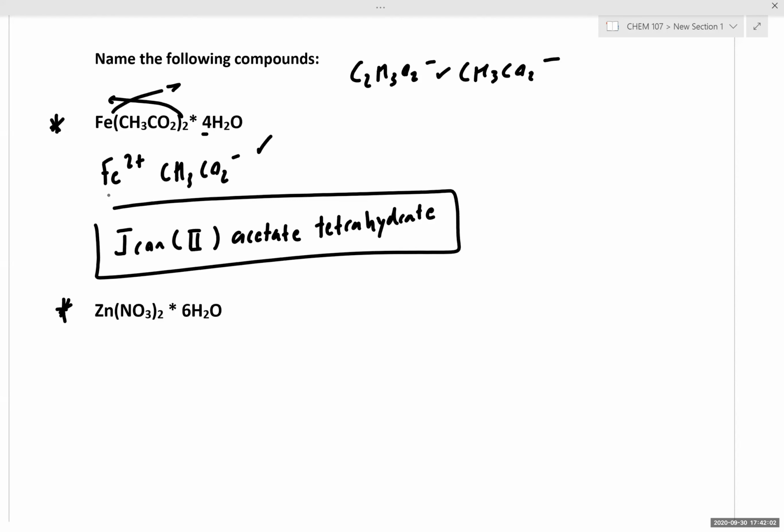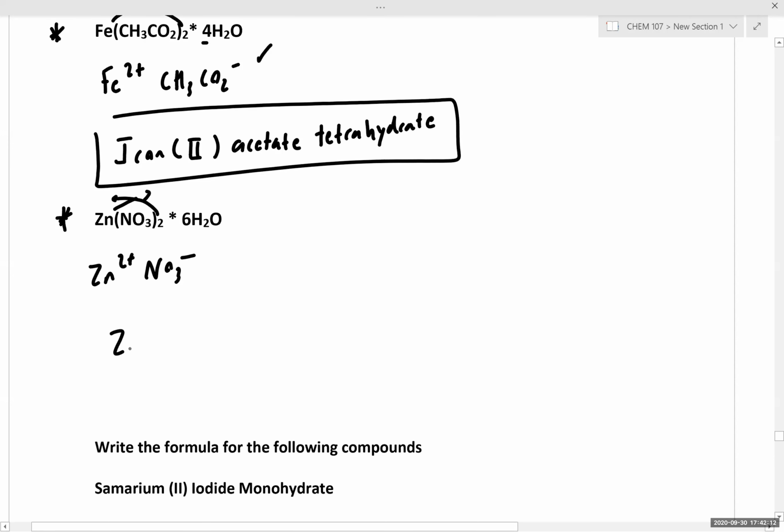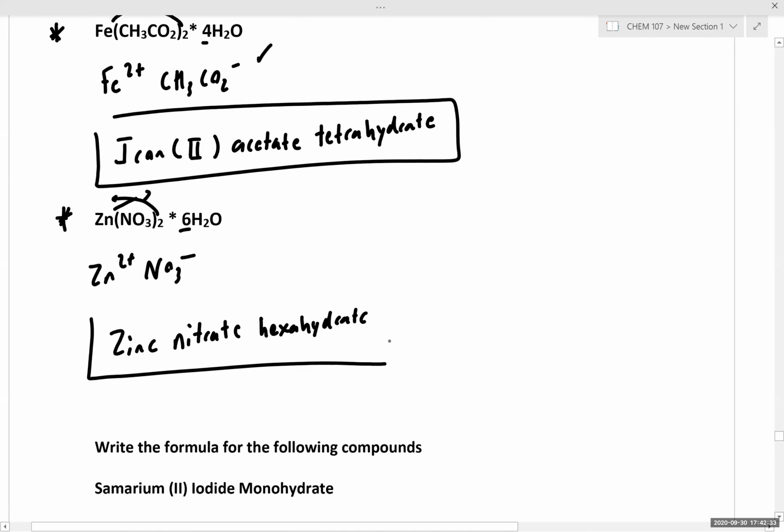Let's look at this next problem. So we have zinc nitrate. So we know that we have zinc 2 plus and NO3 minus. Now for zinc, as zinc is a fixed charge transition metal, I don't have to specify the charge. I then write my name for the polyatomic ion, which is nitrate. And I have 6 water molecules, so I call this hexahydrate. So this would be zinc nitrate hexahydrate. Does this make sense to everyone?